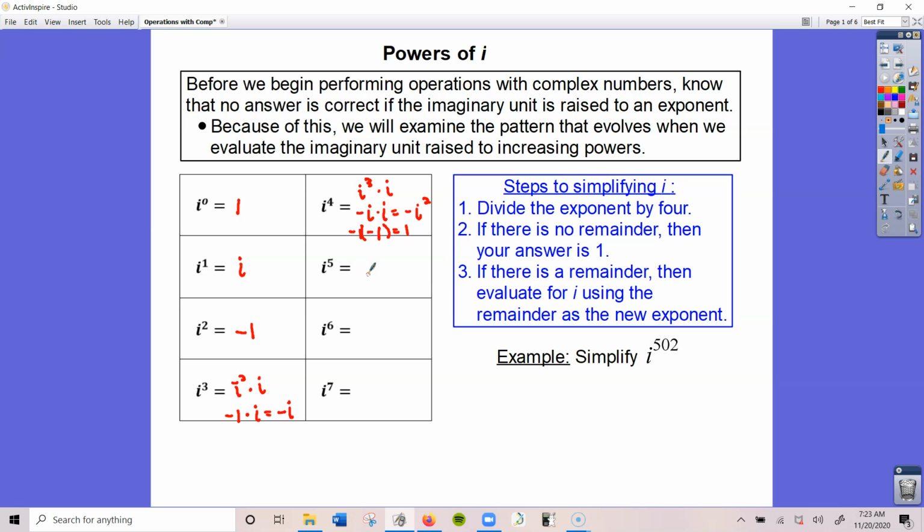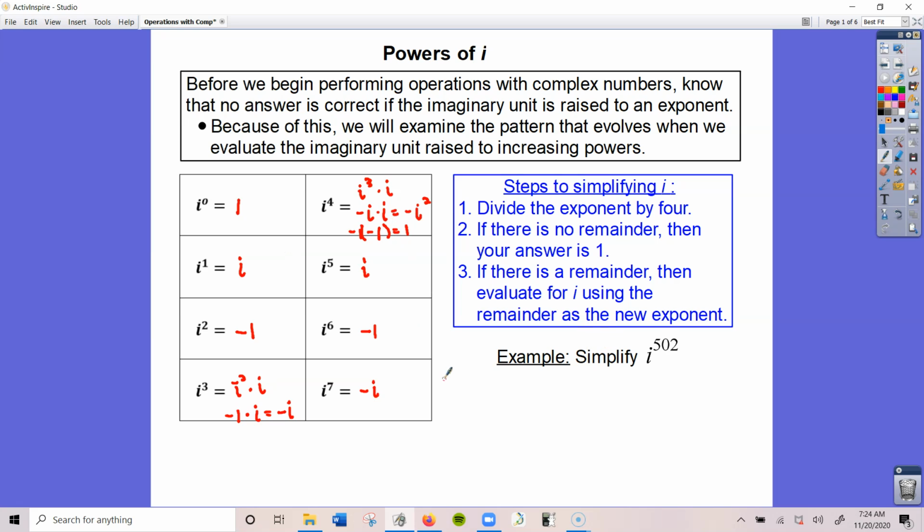So i to the fifth would be i, i to the sixth would be -1, and i to the seventh would be -i. Now, if I had asked you to simplify i to the 502, you can certainly follow this pattern, but to get all the way to 502 would take forever. So instead, there is a way to simplify your powers of i. We notice that this pattern resets after every 4.